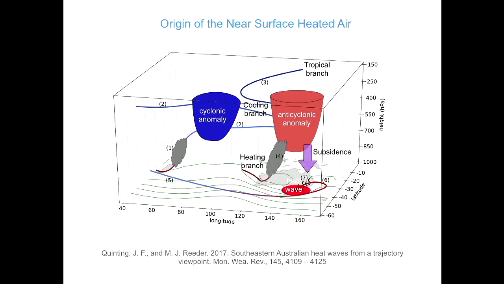So what are we seeing? We're seeing the air come along like this, out over the ocean, turn anticyclonically over the land. So they reached Victoria from over the land, but they were mostly over the ocean. They're in the boundary layer.